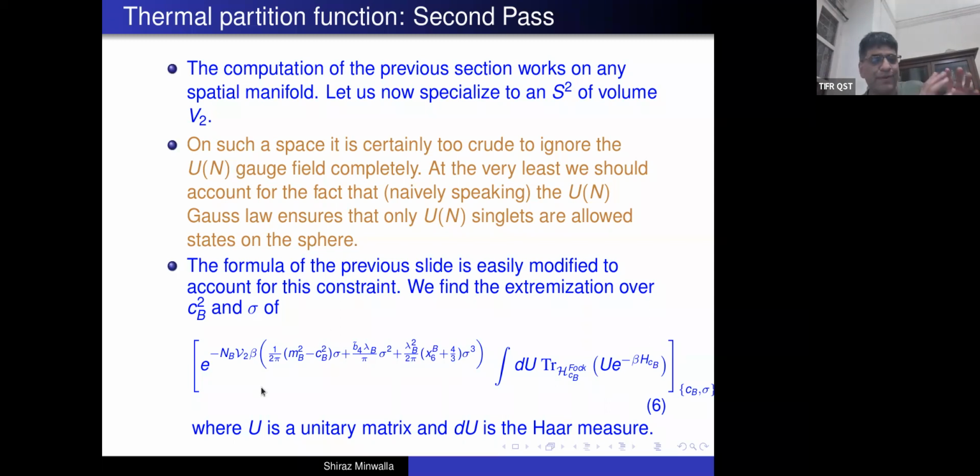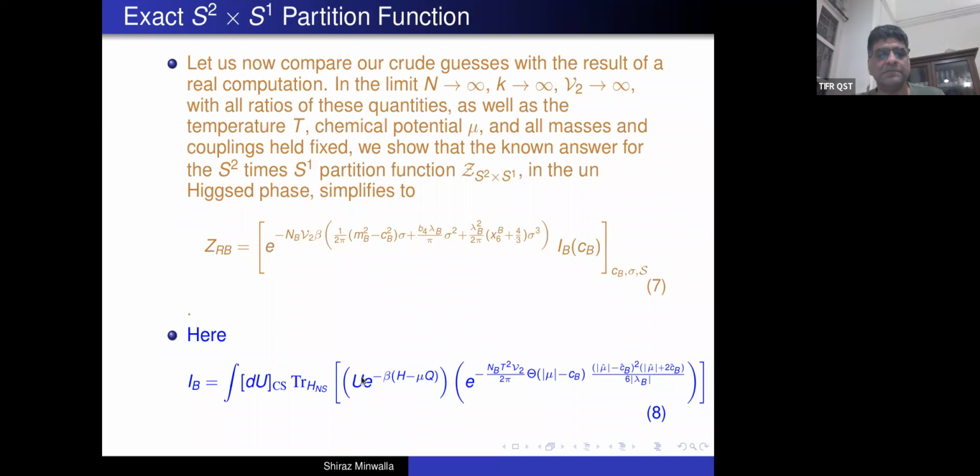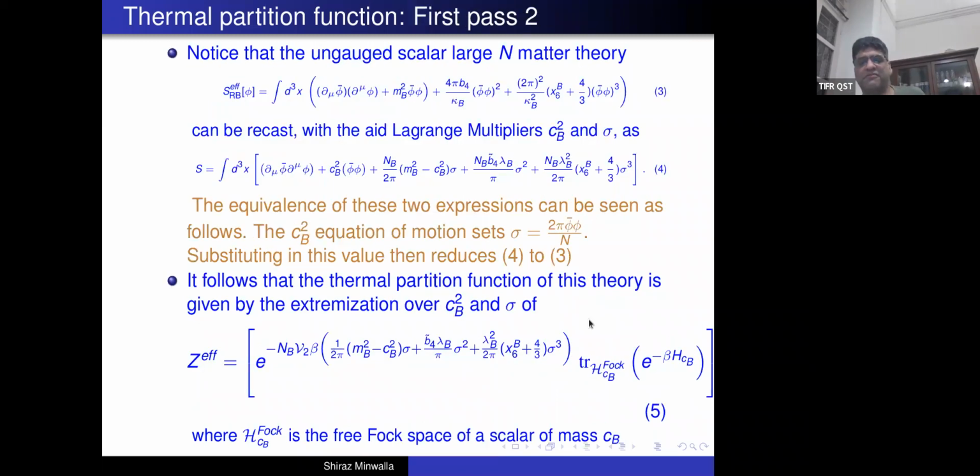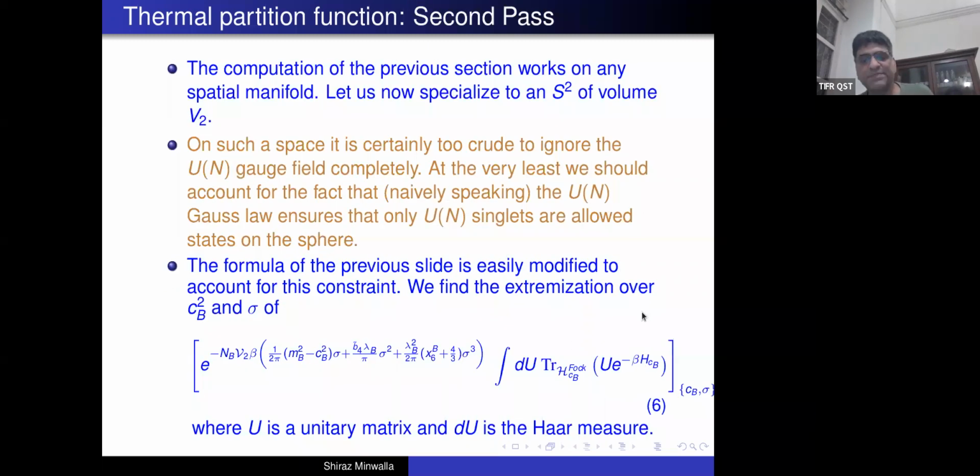Okay, so if we threw away every other interaction of the gauge field other than the Gauss law, this is what we'd find. We would find that the partition function is the extremization of the partition function of not the free boson, not the partition function over a free Fock space of bosons anymore, but a free Fock space of bosons projected down to its SU(N) singlet sector. Okay, and there's a simple way to accomplish this projection, as I've indicated here. Namely, you take the theory, you couple it with respect to a unitary twist around the time circle, and integrate that twist over the Haar measure. And this is a completely computable object.